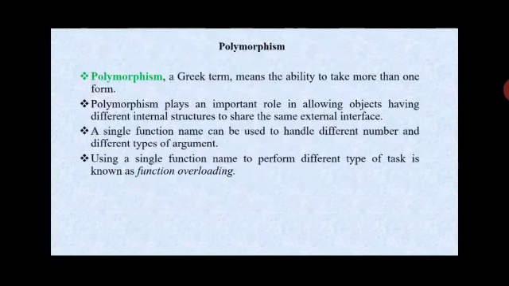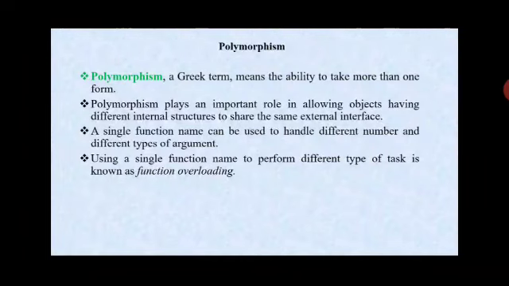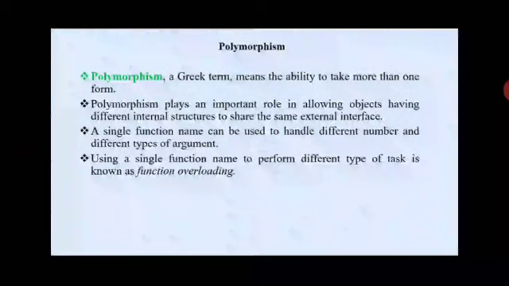Next we are going to see polymorphism. It is a Greek term, which means the ability to take more than one form. It plays an important role in allowing objects having different internal structures to share the same external interface. Simply, one single function name performs different types of tasks. That is called function overloading. We have different numbers and different types of arguments.